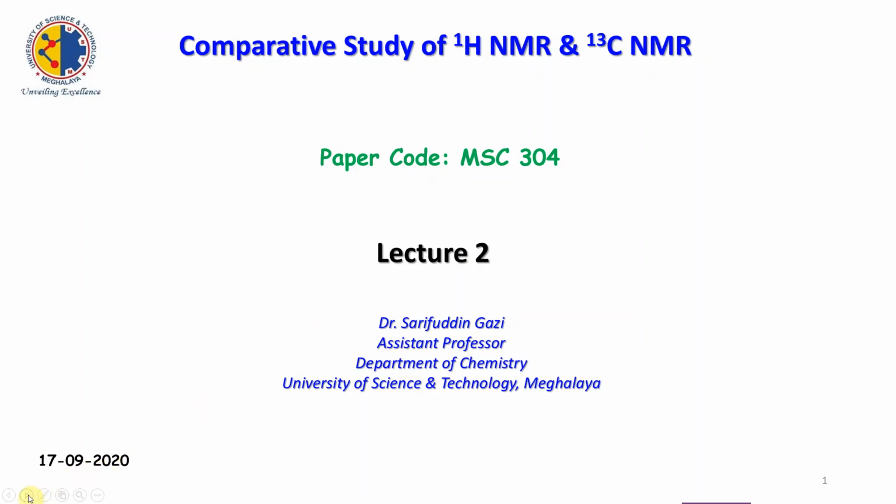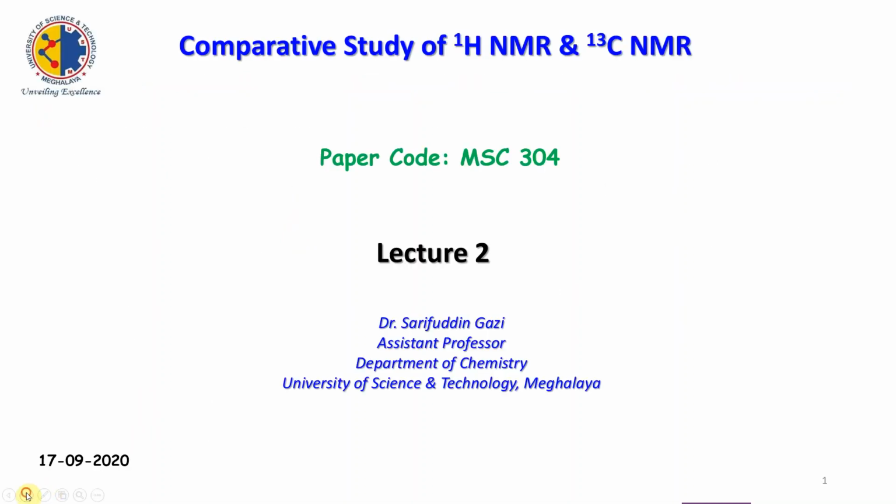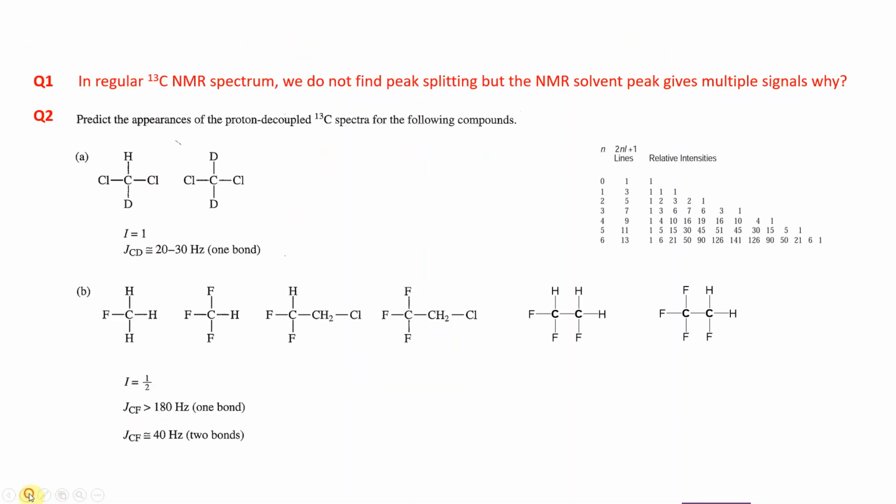So we were discussing the comparison in the last class, and we covered the chemical shift and spin coupling part, and we have given a few of the questions. So have you tried the questions, particularly question number 2 and in the B part?